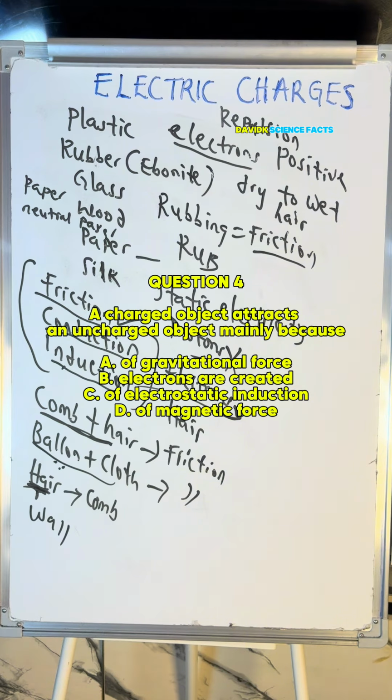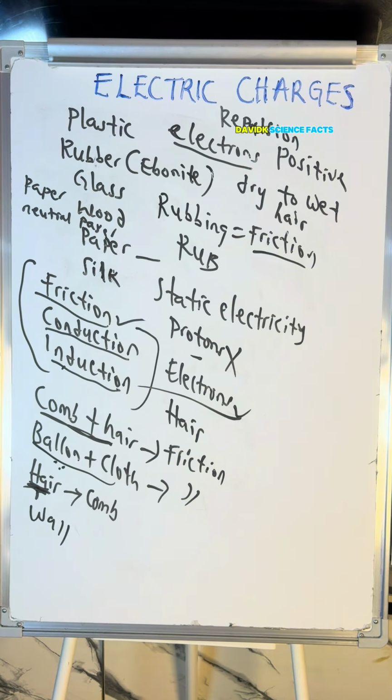Question 4. Why does a charged object attract something that is neutral? This is where many students get it wrong. The answer here is C. Electrostatic induction. Take notes. Charges rearrange, they are not created.